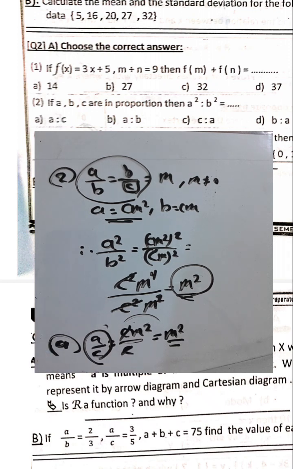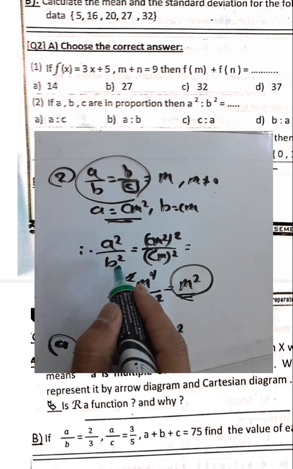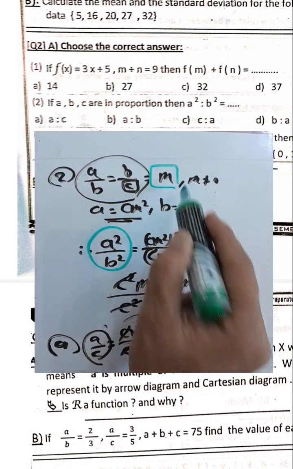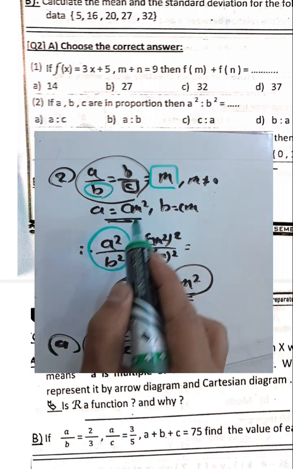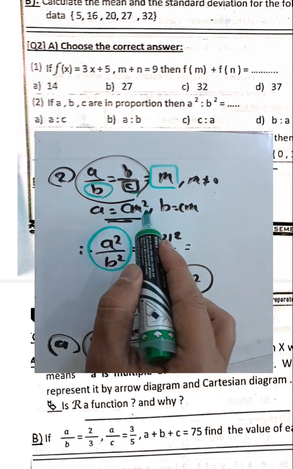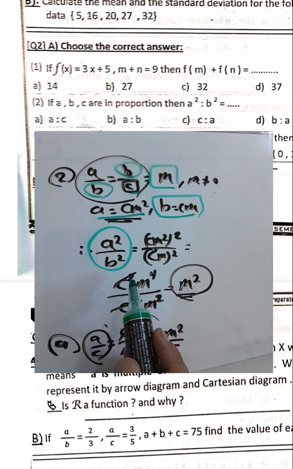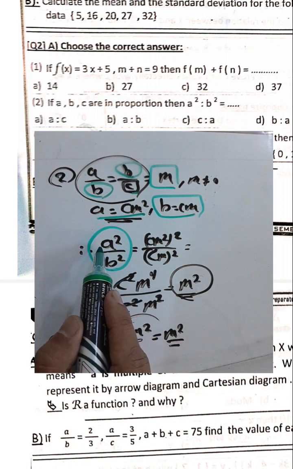Again, this example is very important. Okay, he gives us information. He tells us A, B, C are proportional. Then A squared over B squared, we can find by this result. A over B equal B over C equal M. Then A equal Cm squared and B equal Cm. And then he wants to find what? The ratio between A squared and B squared.